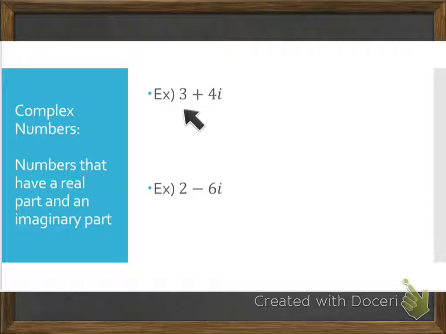So, in this example, we have 3 plus 4i. It turns out that 3 is our real part and 4i is our imaginary part. Now, why is 4i our imaginary part? Well, because we have this i here. So we're going to go ahead and label that. So the 3, this right here is the real part, and then this part over here is our imaginary part.